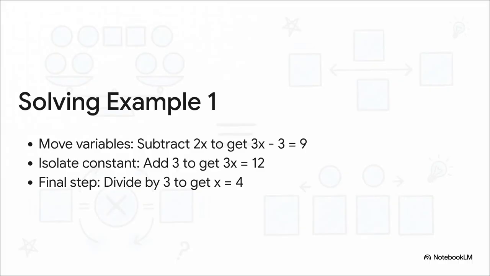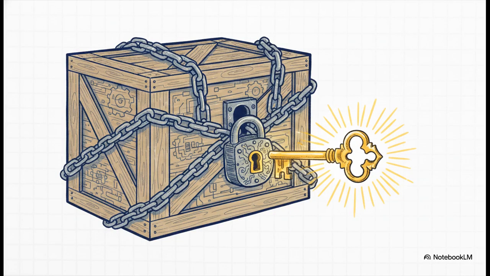Now, what's really interesting here is how flawlessly this cuts straight through the confusion. Looking at step 2 from our roadmap, we need to gather the variables. We subtract 2x from both sides, simply because 2x is smaller than 5x. That leaves us with a nice positive 3x minus 3 equals 9. Next up, we isolate the constant by adding 3 to both sides, which gets us 3x equals 12. For the final step, just divide by that coefficient of 3, and boom, victory is ours. X equals 4.